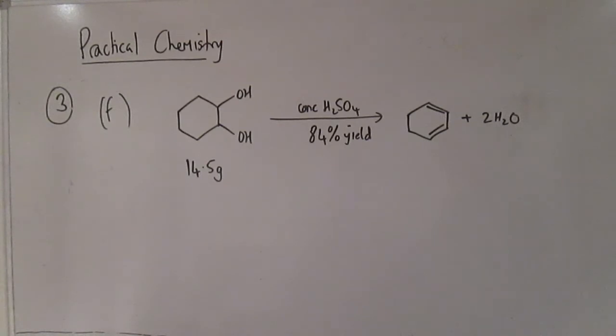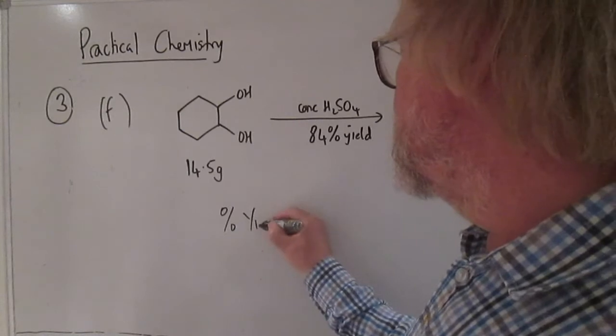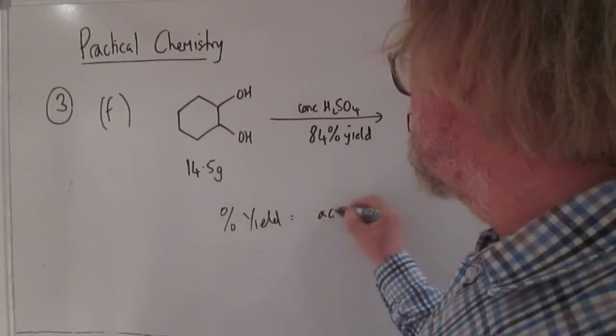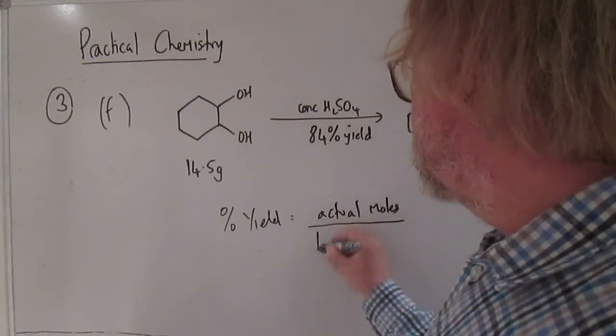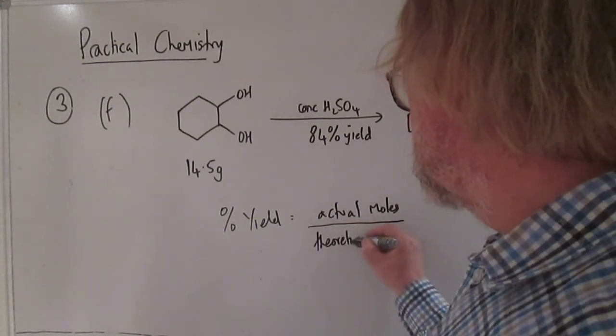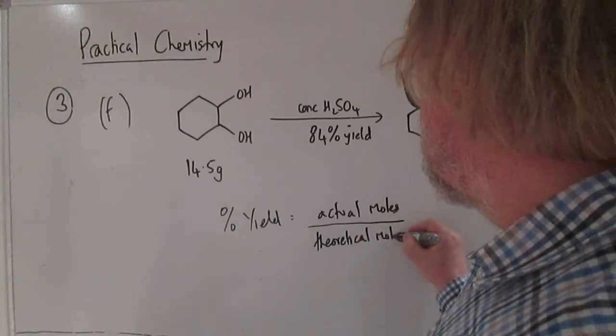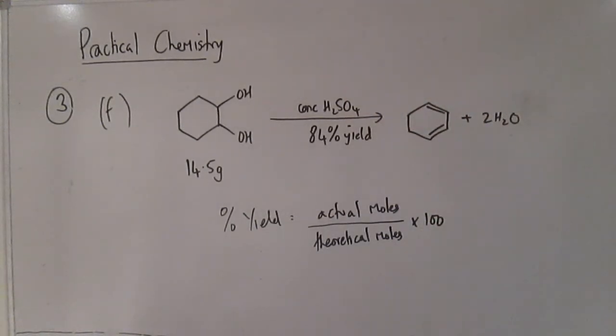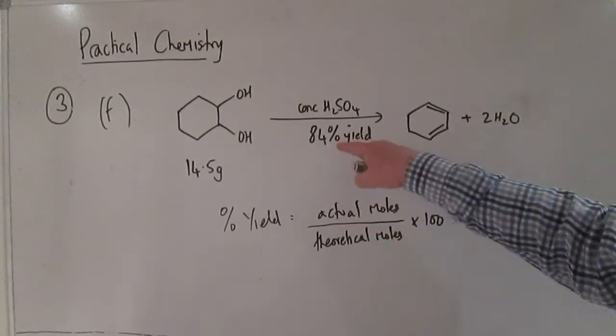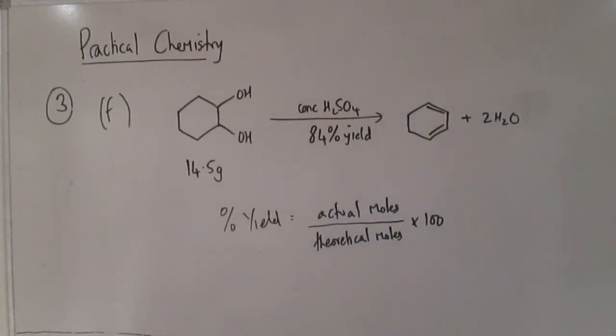So you have to remember the definition of percentage yield, which is that it's the actual moles of product divided by the theoretical moles times 100. And lots of people decide that they can save a lot of time by not bothering with moles and just somehow using masses. In other words, they think, oh, if I just take 84% of that mass, that will give me the product, and that's garbage.